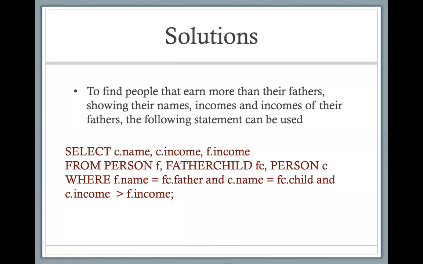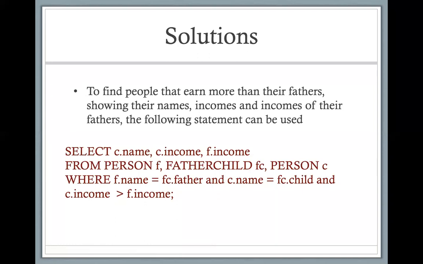So I select something. I need 3 attributes: the income of the child, the income of the father, and the name of the child. From person F, so I'm giving an alias to one copy of the person, father child FC, an alias for father child, and then person C. The C is going to represent the instance referring to the child. The F is going to represent the instance referring to the father.